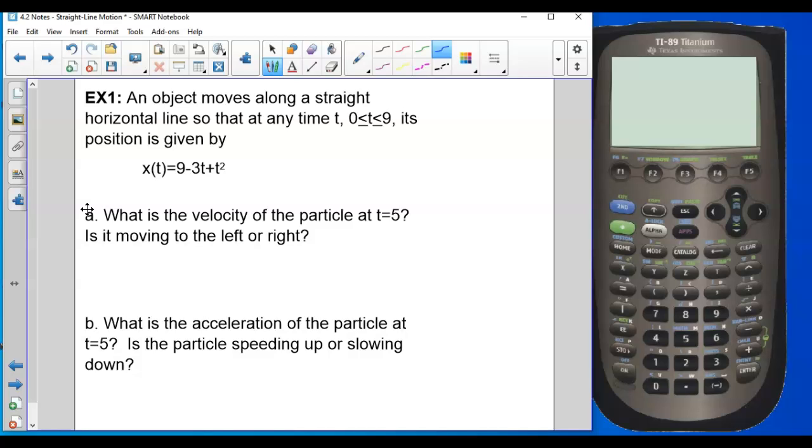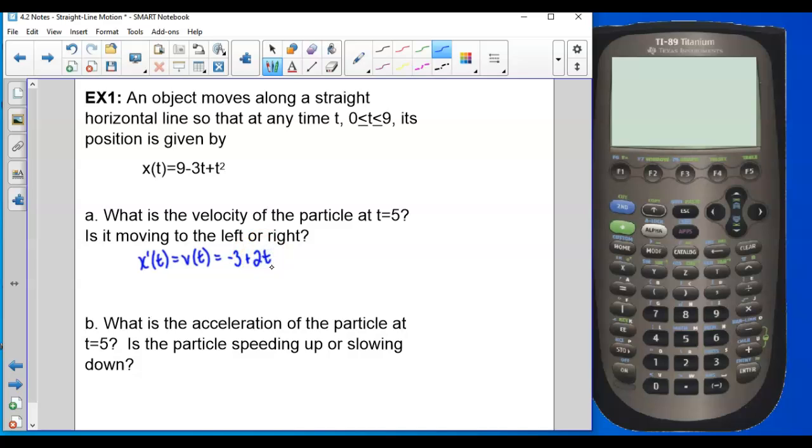So if we're wanting to know the velocity of a particle at a specific time, we want to know the slope of the graph, the rate of change of the graph at that point. So that means we need to take the derivative. So here, to take the derivative, I'm going to do x prime of t, and I'm also going to say this equals v of t, so that equals our velocity graph. And if I take this derivative, this is a very simple derivative. It's just going to be negative 3 plus 2t.